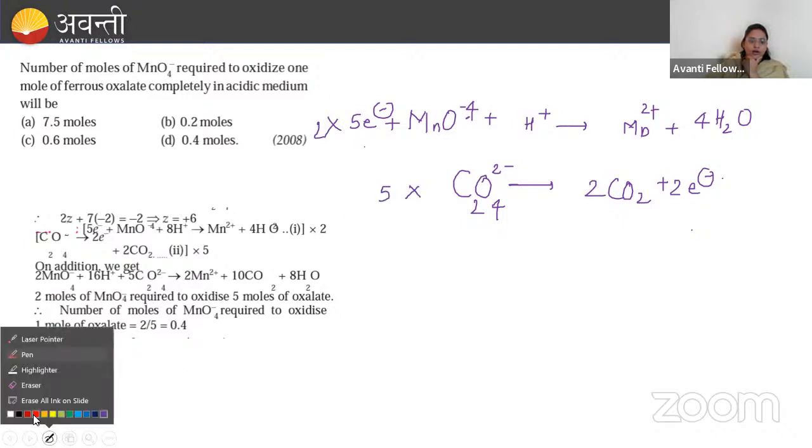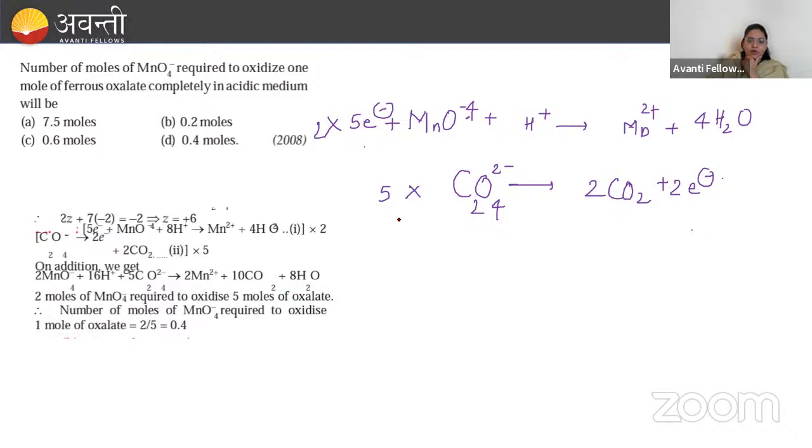Then you will get an overall reaction. Multiply this by 5. Multiply this by 2. What you will get? 5 into 2, 10 electrons. Okay, rewrite it. You will get the reaction like this way. Here I have shown 2MnO4 minus.